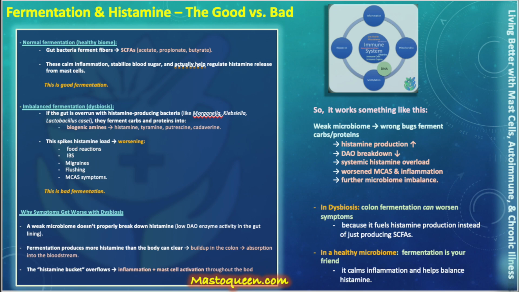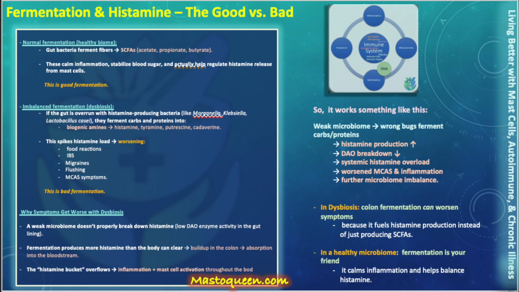So it works something like this: a weak microbiome allows the wrong bugs to ferment carbs and proteins, leading to more histamine production and less DAO breakdown. You wind up with a systemic overload and worsening mast cell activation and inflammation. For those who have autoimmune conditions, the same thing, because mast cells and inflammation are going to worsen your autoimmune condition. All of this puts your microbiome even further out of balance. So in dysbiosis, colon fermentation can worsen symptoms because it fuels histamine instead of just producing those short-chain fatty acids that your body absolutely needs.